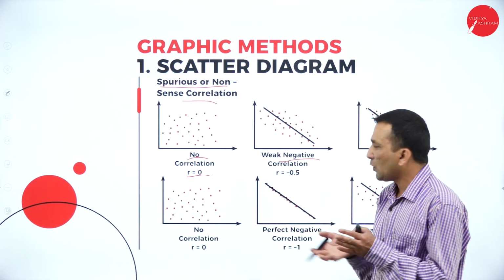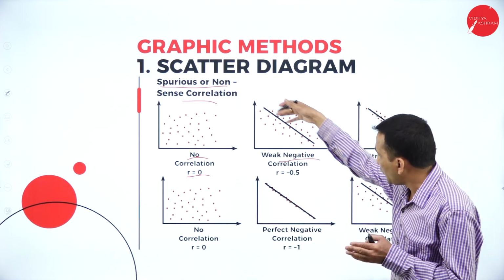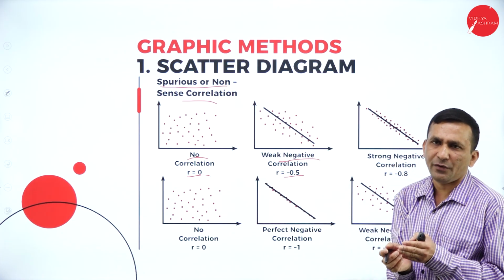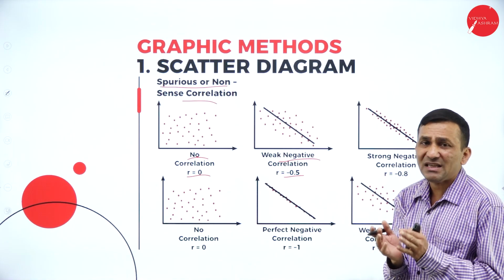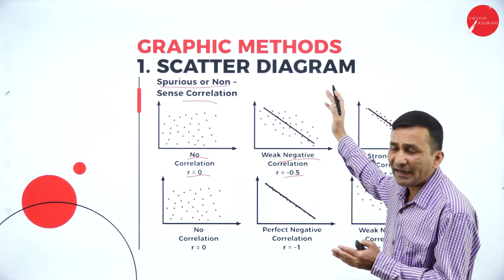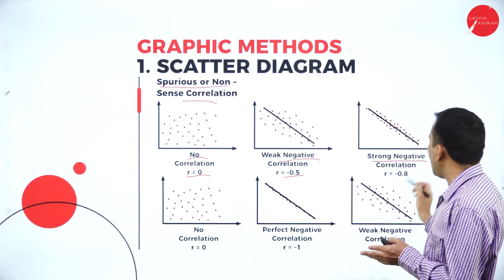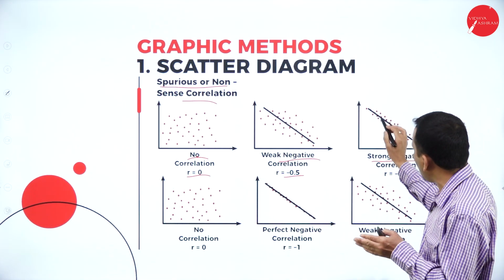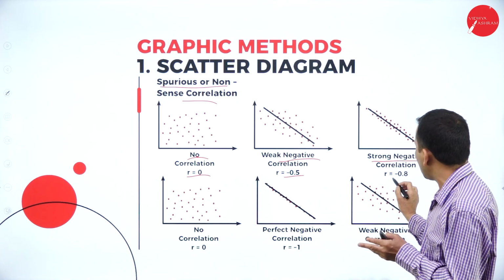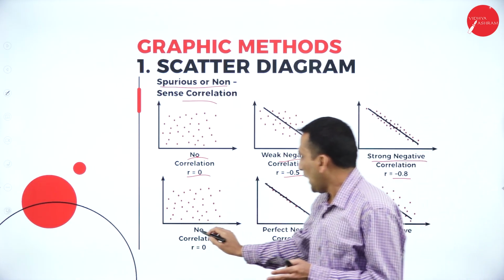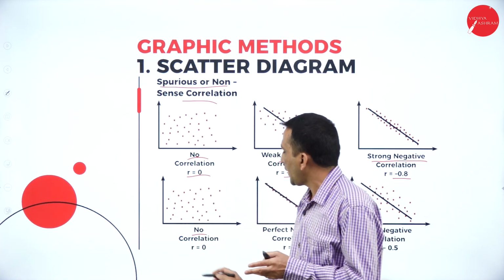And the weak negative correlation goes from top to downwards, so the value we are getting is minus 0.5. In the case of strong, plus 0.5 goes to the right, and negative means it goes downward. The strong negative means again the value will be very close to minus 1, that's what the value is, minus 0.8, so it is very close. And no correlation, the same thing.